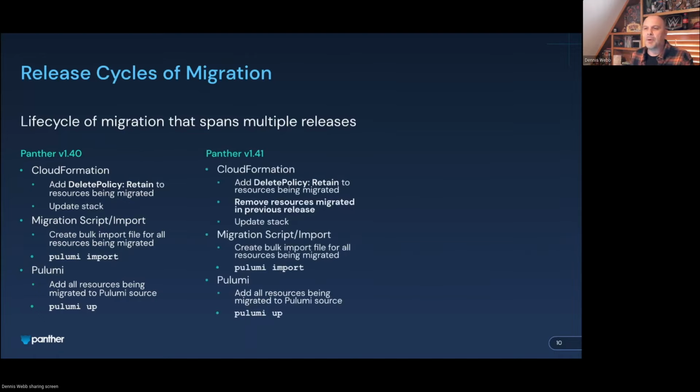In version 1.41 of Panther, we took all the exact same steps, except there's a new step here in CloudFormation, the second step. And that is we remove the resources from our CloudFormation templates that were migrated in the previous release, version 1.40. As you go through and do more and more releases, you're going to keep repeating all of these steps from the Panther 1.41 stage. And slowly, your CloudFormation is going to get smaller. Your Pulumi source is going to get bigger because you're going to be migrating more things.